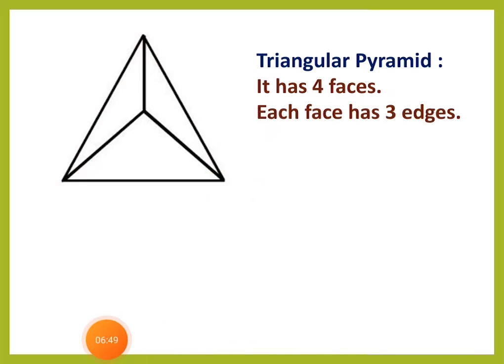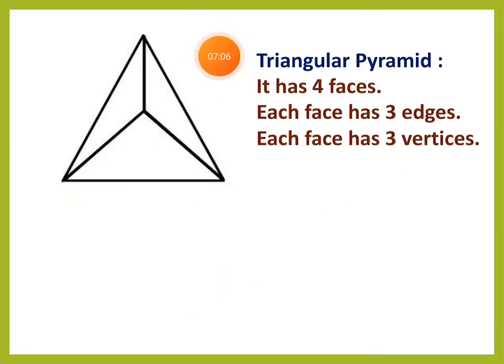Okay, now if you talk about each face, how many edges does it have? Let us see this bottom face. So 1, 2 and 3. How many edges do we have? 3 edges. Okay, now if you talk about its vertices, a total of 3 vertices we will be having for this triangular pyramid.